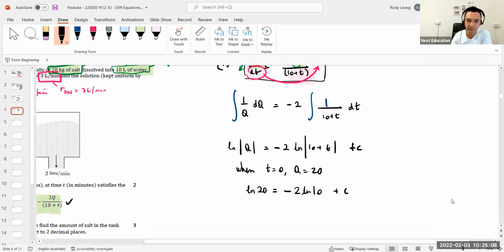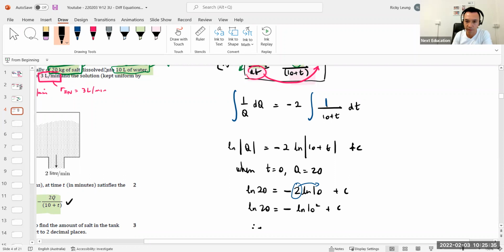So you can combine it, right? So remember your log laws. Now, do I want to put the negative in? Yeah, why not? Same diff. So I'm just going to put the 2 up here. So I know that's ln 20 equals minus ln 10 to the power 2 plus c, plus it over.